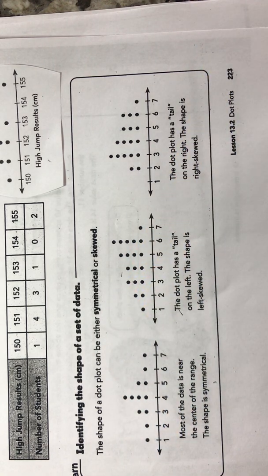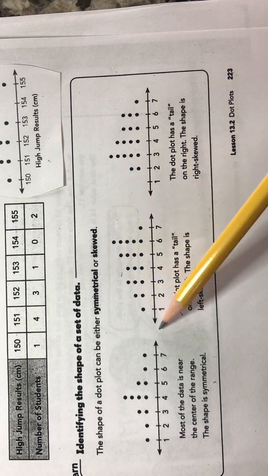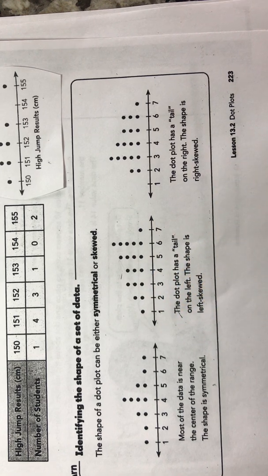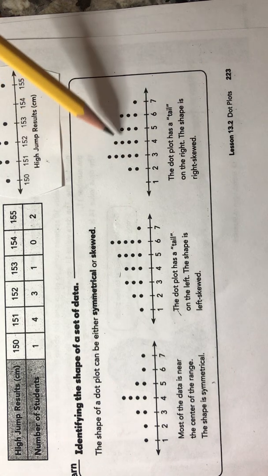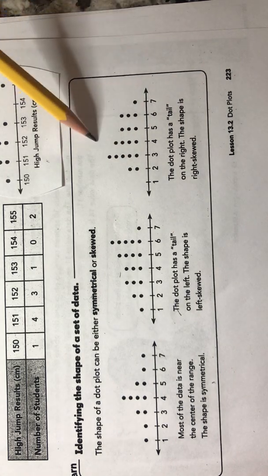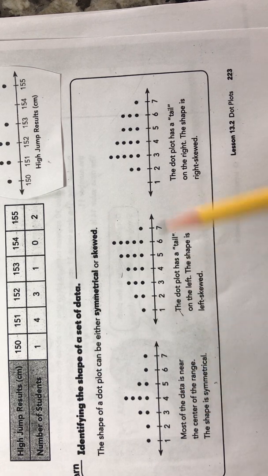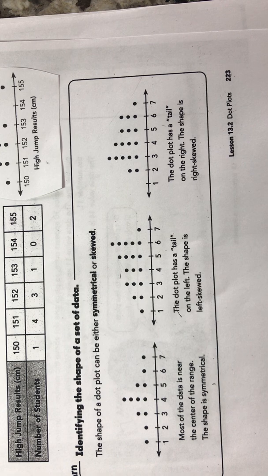So it is symmetrical. Now if we look at this one, do you see how there's a tail going to the left? If the tail is going down to the left, it will be left skewed. If the tail is going down to the right, it will be right skewed. So we have symmetrical, left skewed, right skewed. So far, so good. Alrighty, moving on, next page.